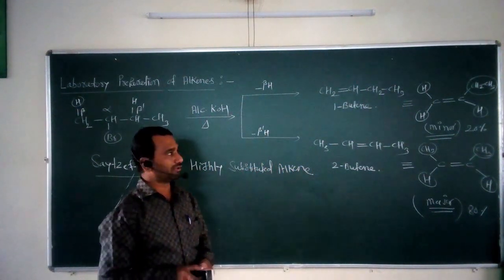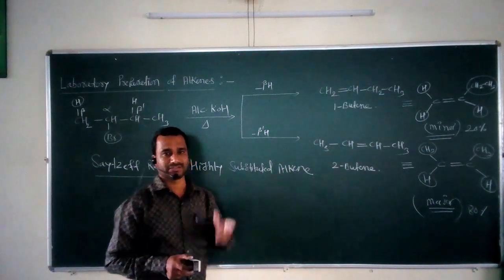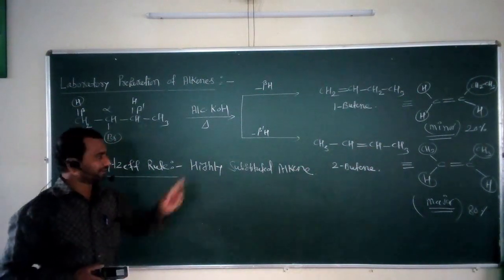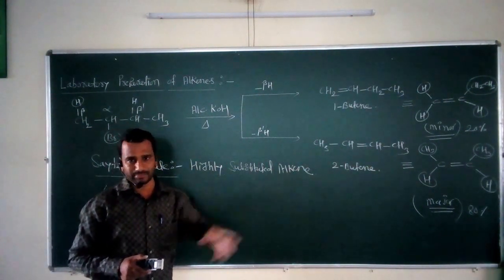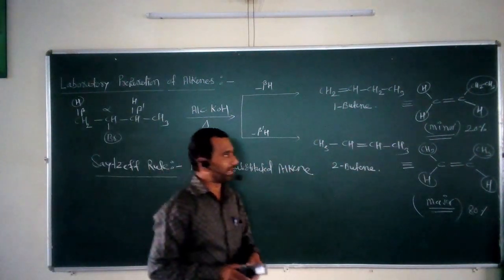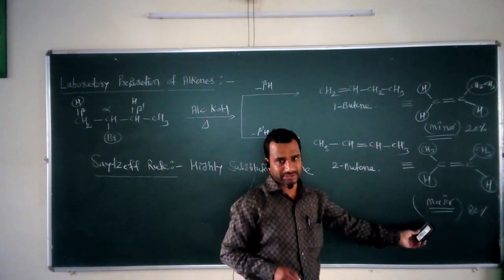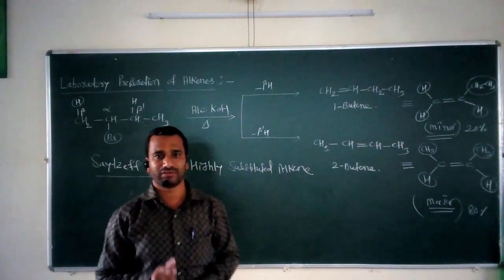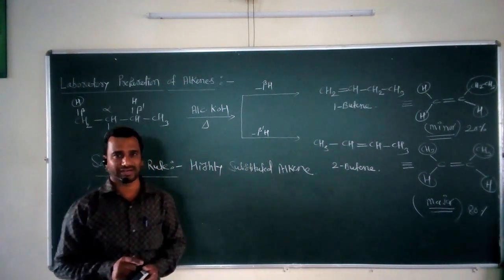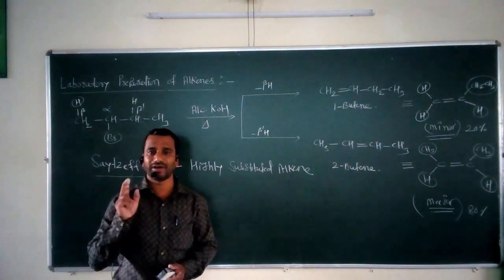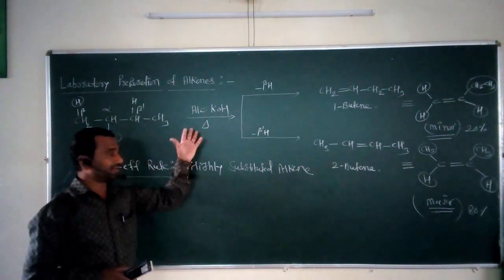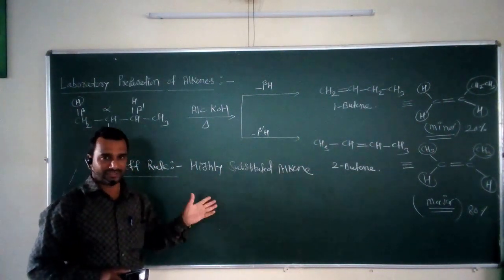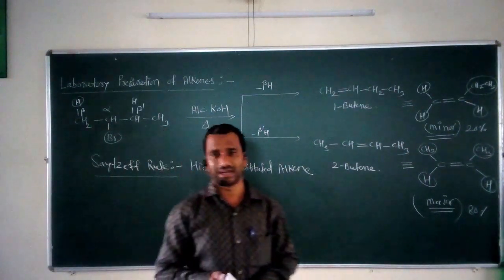Whenever a mixture of products is obtained, we have to decide which is major and which is minor, and for this purpose we take the help of one important rule, called the Saytzeff rule. According to this rule, the highly substituted alkene is obtained as the major product in an elimination reaction. So in this reaction, 2-butene is the major product and 1-butene is the minor product. This is one of the important reactions for the formation of alkenes in the laboratory, called the dehydrohalogenation of alkyl halides. In that we studied two different examples, one of propyl bromide and second 2-bromobutane, by which we can form two different types of alkenes.